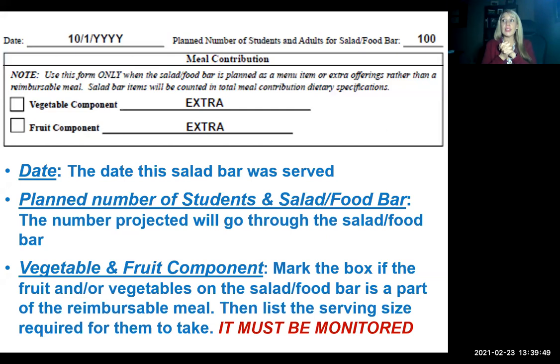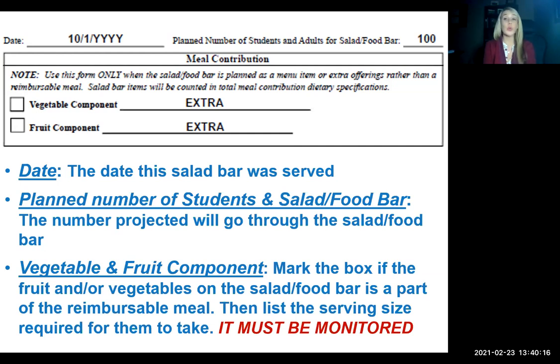Planned number of students in salad bar to go. How many people do you think are going to go through? In this case, they're saying they think 100 people are going to go through the salad line. And again, if you use it as a fruit or vegetable component, you would mark the box and tell us how much, half a cup, a fourth of a cup, how much they have to get to be part of the component, and it must be monitored.